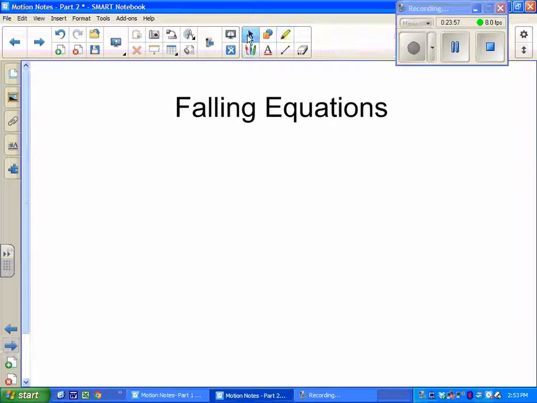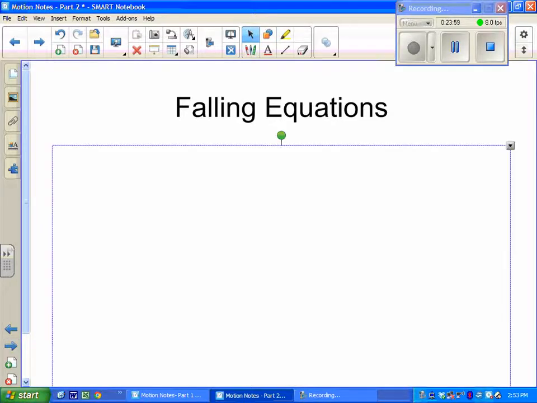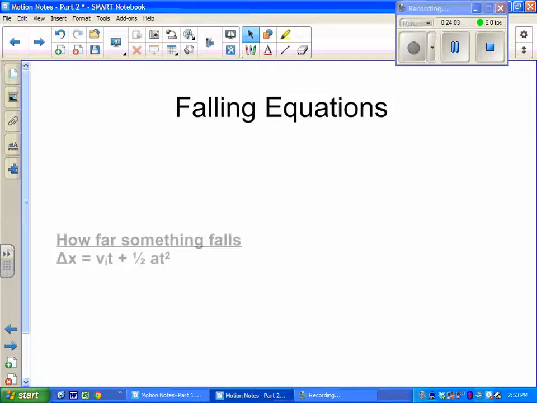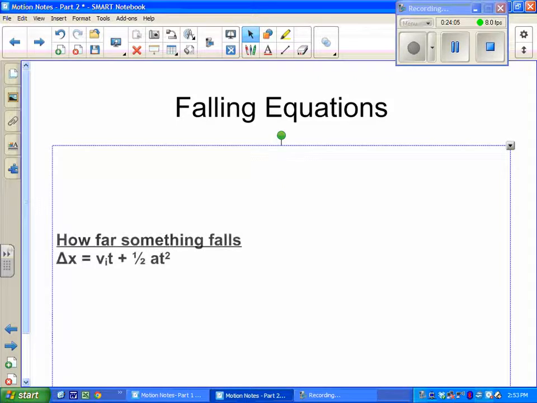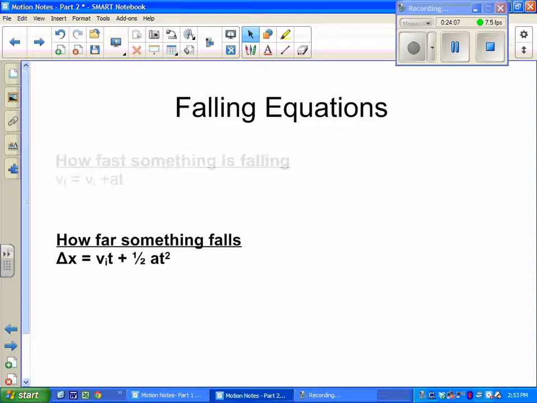So we have two equations for things falling. And luckily for us, they are the same two equations. There we go. We have the VF equation for how fast something is falling. And we have the delta X equation for how far something is falling. Don't mix them up. Make sure you have them separated in your heads.